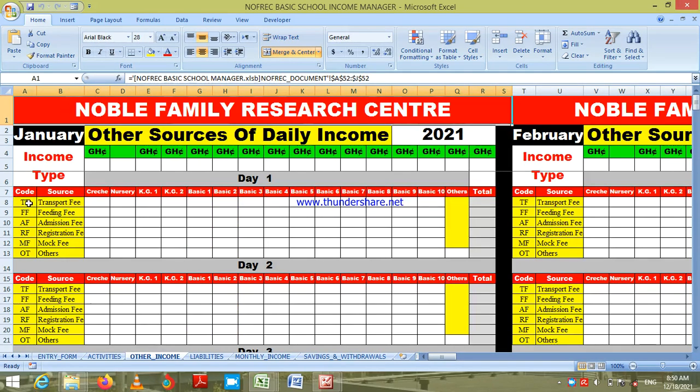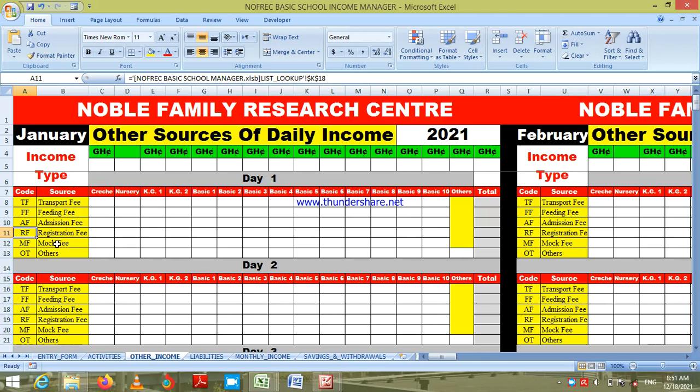So we considered some aspects such as transport fee and feeding fee. Some schools also do not charge feeding fee per term, rather on a daily basis. Admission fee does come, but we are not having any data on it. Registration fee, especially for those who are graduating, those who are completing. Graduation fee, mock fee, and we have others. Others are considered. At times you may get some income from an external source, maybe a donation or whatever. They come in the form of others. You can also sell some things to the students, pencils, pens, books, whatever. They can also be considered as others.